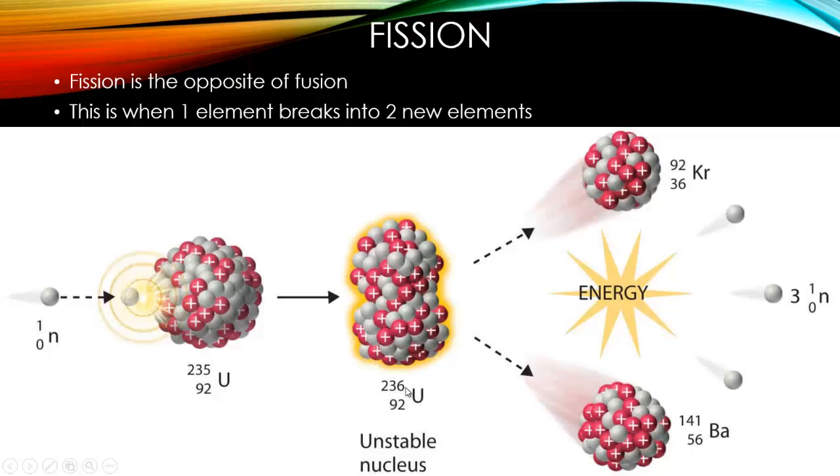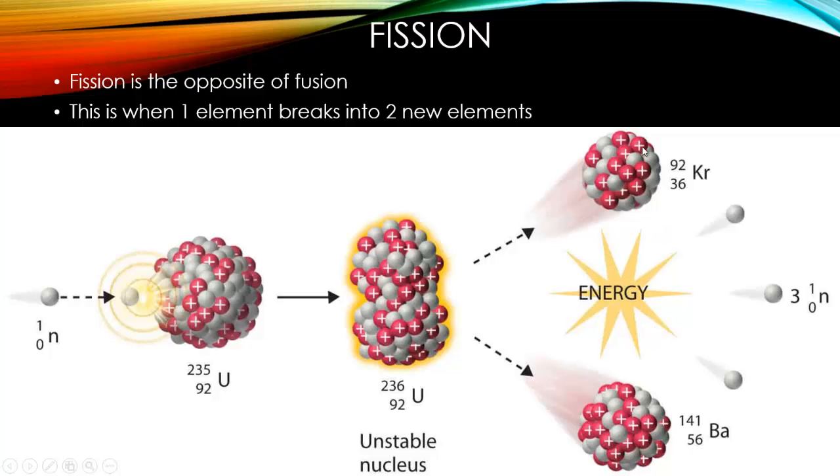Since it's unstable, it has to break. If you were carrying a pile of books and you made it unstable, the pile would break apart into the individual books, or at least a couple of piles of books, right? So anything unstable will break apart or separate in order to become more stable. When you do this, you're going to release a bunch of energy, just like with fusion.